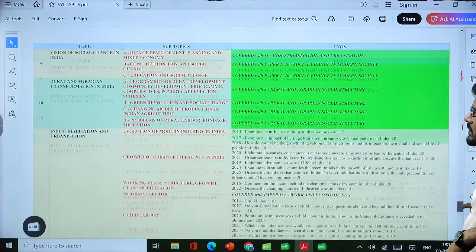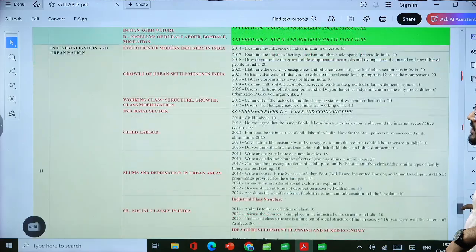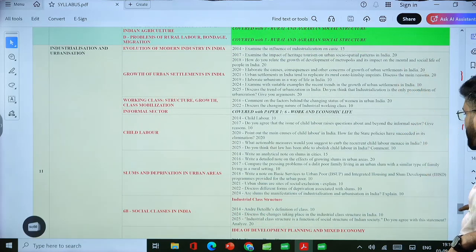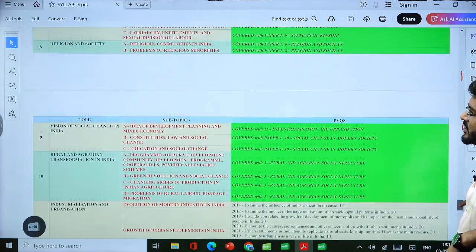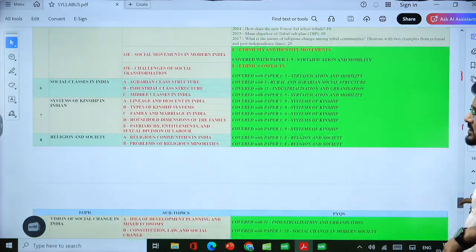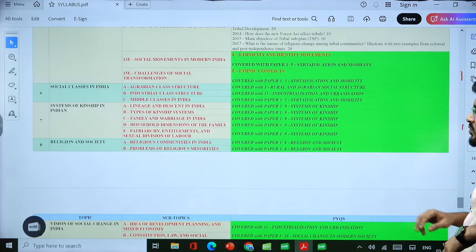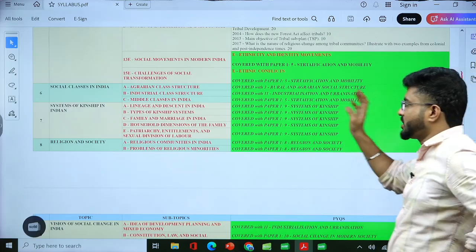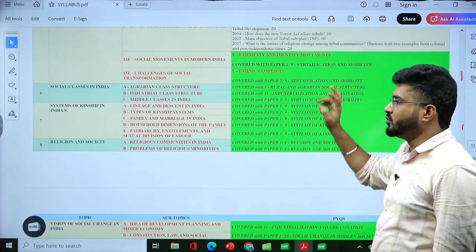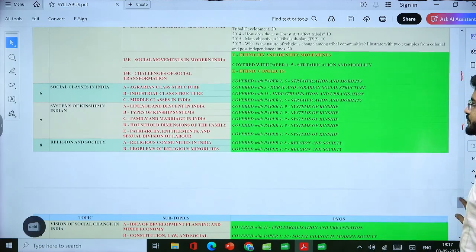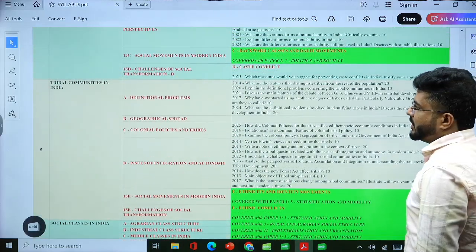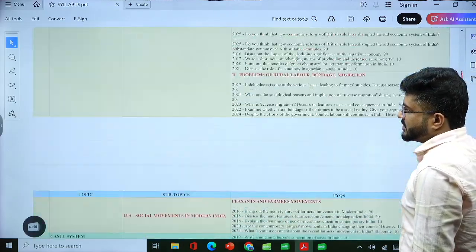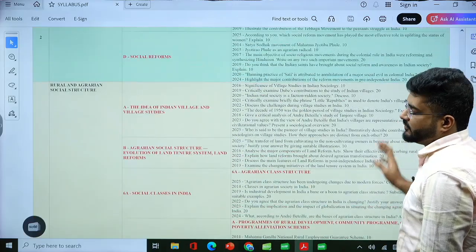Then industrialization and urbanization, this chapter we need to cover, but make a holistic view of that, how the different sections will be covered together with this. Vision of social change, rural and agrarian transformation already covered with chapter 3, vision of social change covered with chapter 11, as well as in paper 2, regional society covered with paper 2, paper 1, system of kinship covered with paper 1, social classes one section covered in paper 1, 2 sections covered with different chapters of paper 2. Then tribal communities, caste system, third chapter, which is combining different other sections.